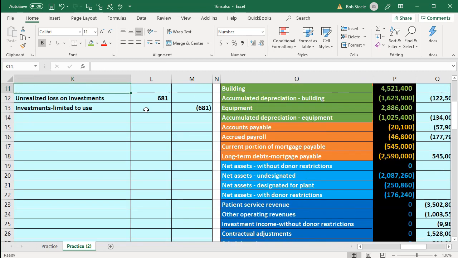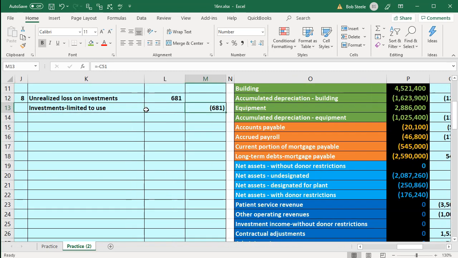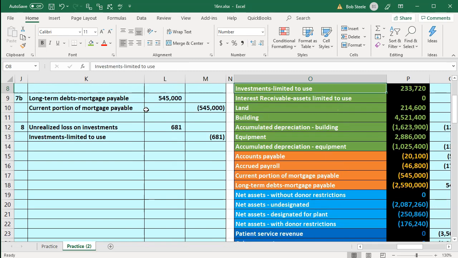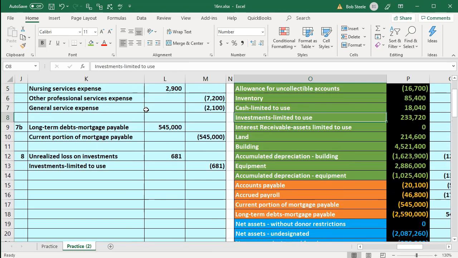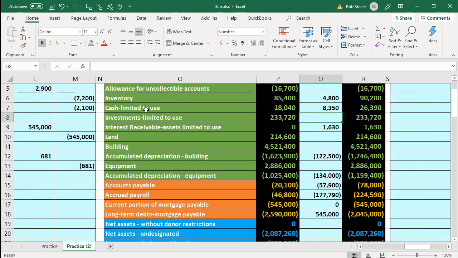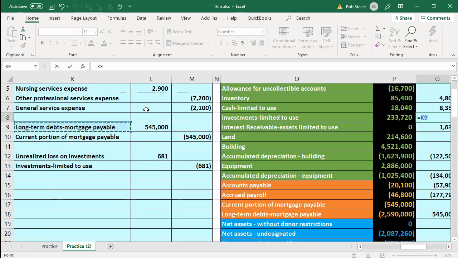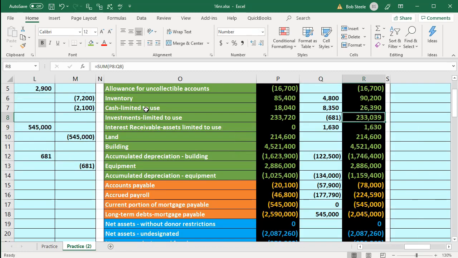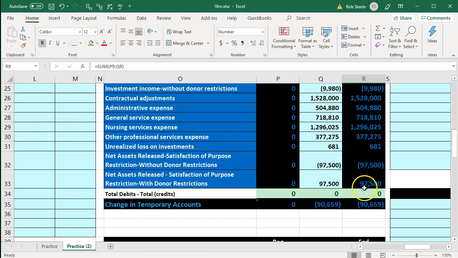Next, we're going to pick up the investment income limited to use. We're going to scroll back up top. We got this item. We want to be in cell Q8. So within Q8, we're going to say equals, and we'll pick up the credit of the investment income limited to use and enter. So that decreases this one, of course. We scroll back down. We see that we are back in balance.